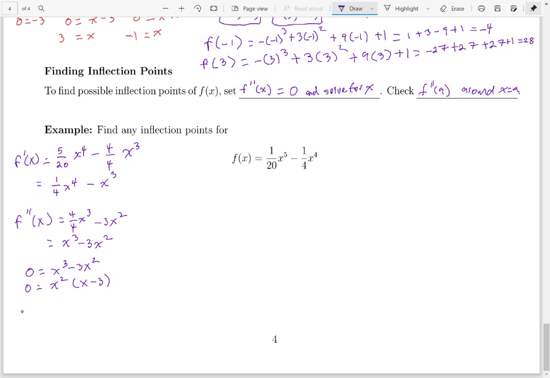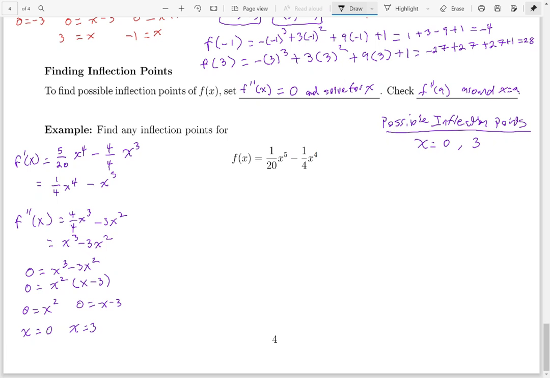So then I get two possible inflection points after using the zero product property. 0 is equal to x squared, 0 is equal to x minus 3. So the square root of 0 is 0, and adding 3, x is equal to 3. So once again, make a note. We have possible inflection points at x is equal to 0 and x is equal to 3.